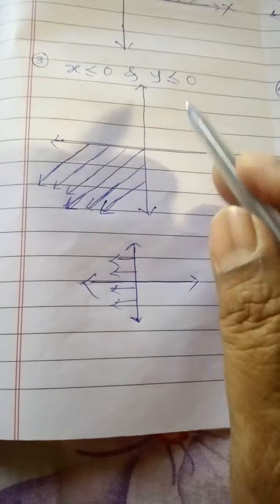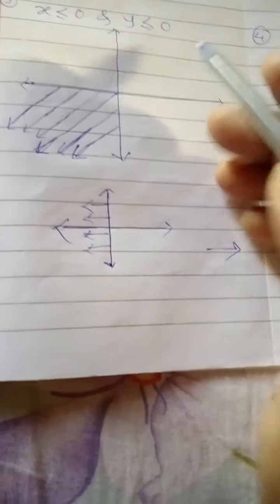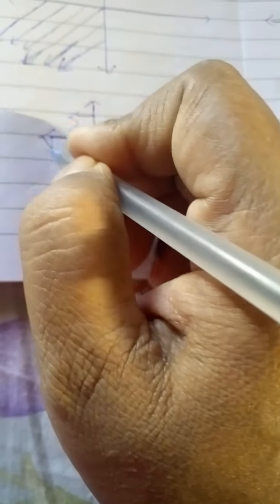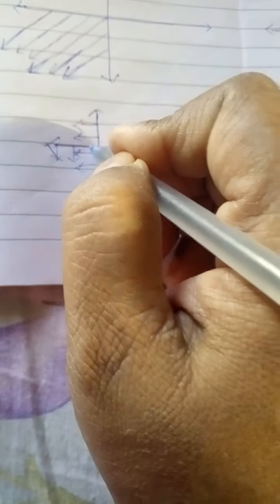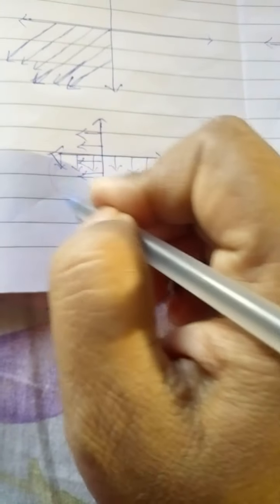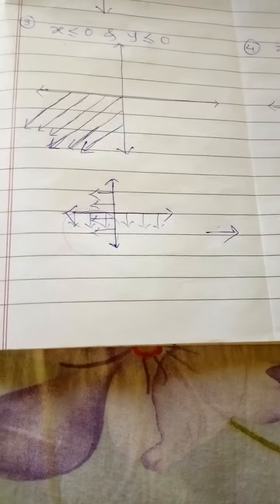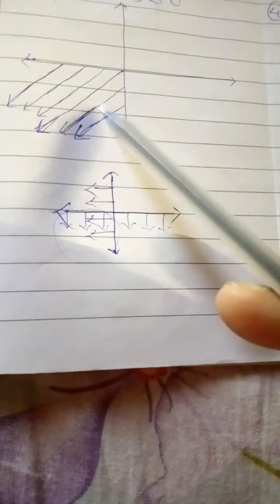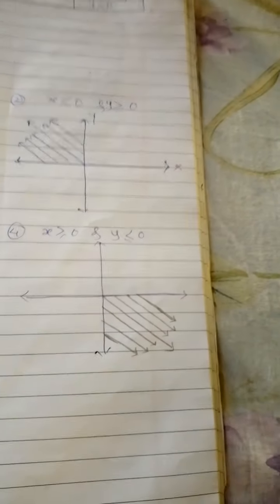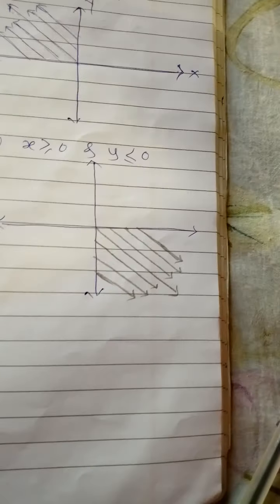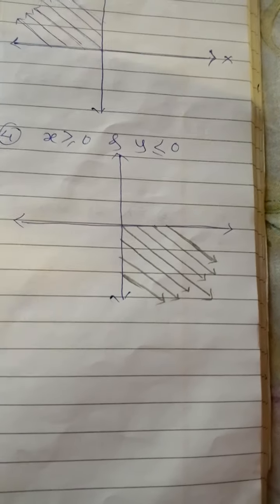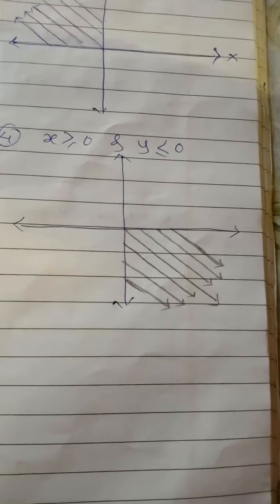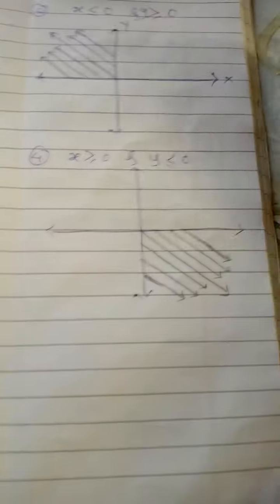So all arrows are on the left side, and similarly y is also less than or equal to 0. So we have to draw the arrows on this side, 1 2 3. Here also I draw 1 2 3. Now see, the point of intersection is in the third quadrant, so I draw these lines in the third quadrant like this one. Now next, that is x is greater than or equal to 0 and y is less than or equal to 0. Again you have to use the same method as that of the third example.